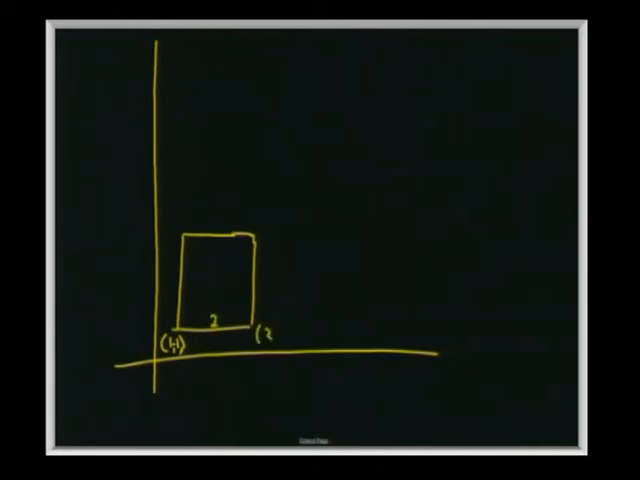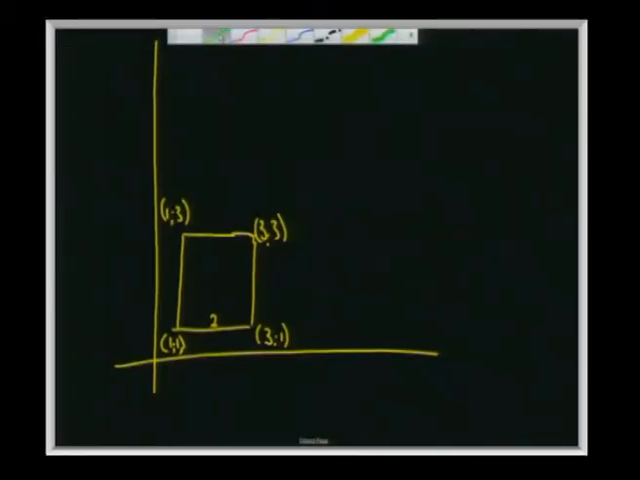So this point would be the point 3, 1. This point over here would be the point 3, 3. And the last point would be the point 1, 3. So what I've got is my 4 vertices of a square. Now what I'm going to do is multiply by a scale factor of 2.